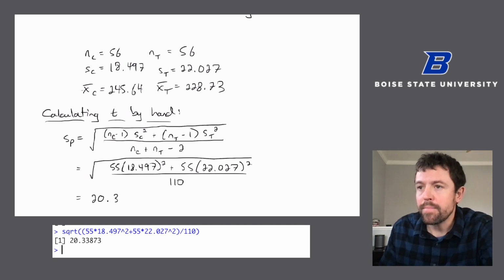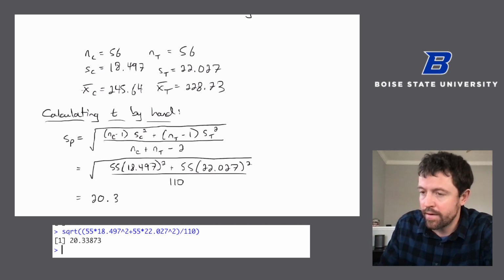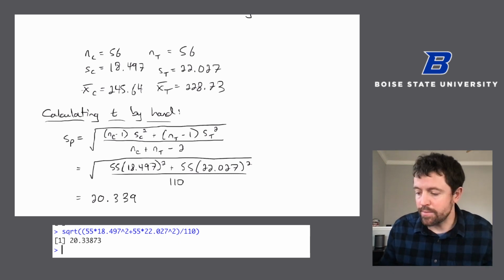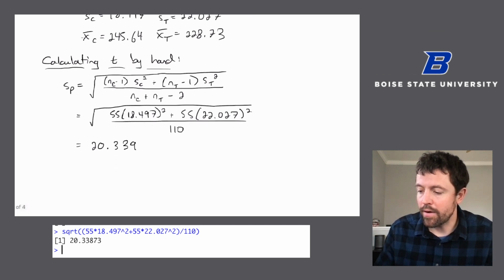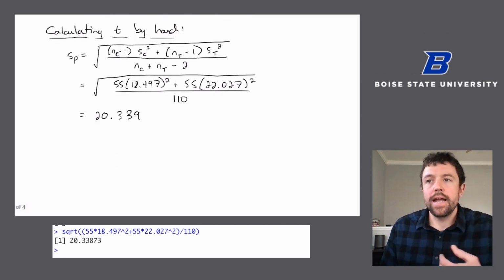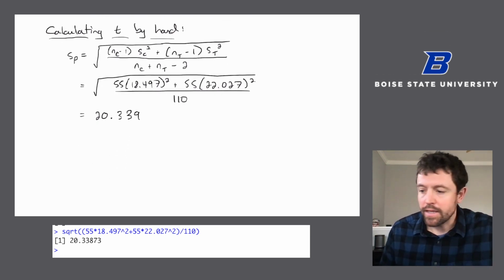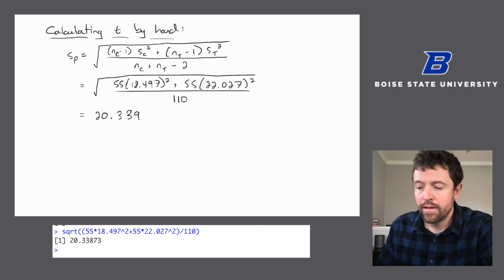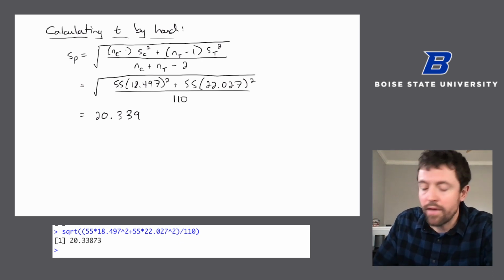And so we get 20.339, let's say. So that seems reasonable-ish, right? It's between the two. I'm not going to think about it beyond that. And now we have to calculate our test statistic. I do this whole S sub p part first, and then I'm going to calculate this other thing because I'm going to reuse it for the confidence interval.